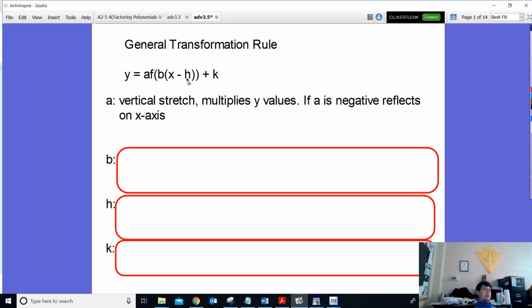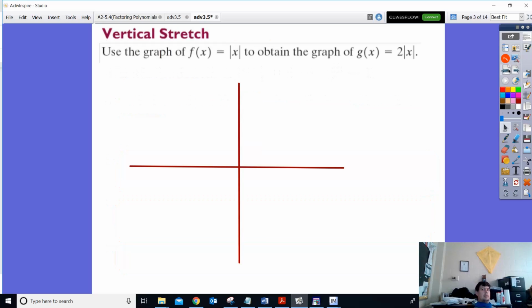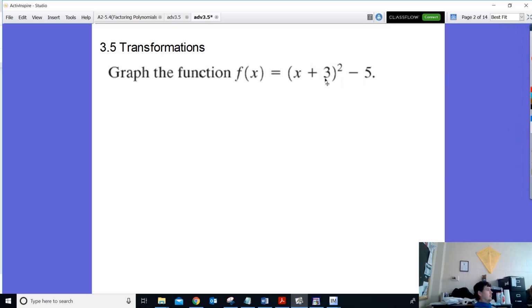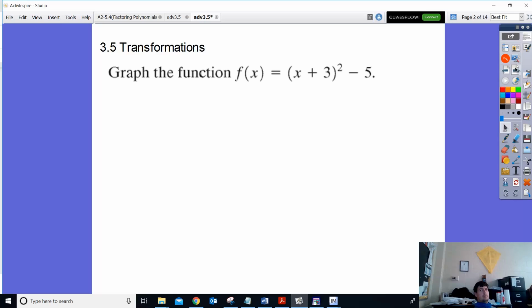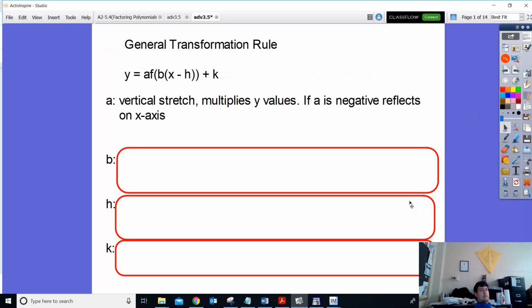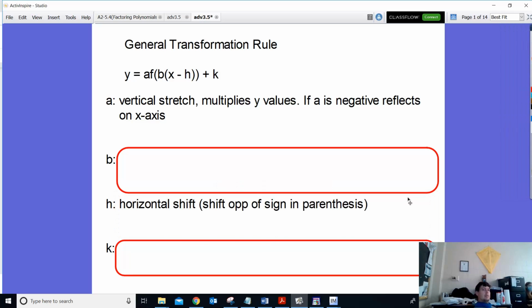Anybody know what that h does in the middle? Actually, maybe if you looked at an equation, you'd know what it does. x plus 3 squared. What's that plus 3 do? It does something to x. Well, I guess you guys forgot. Yeah, it tells you how you're supposed to move something. It's a horizontal shift. You move the mother back 3 in that example.